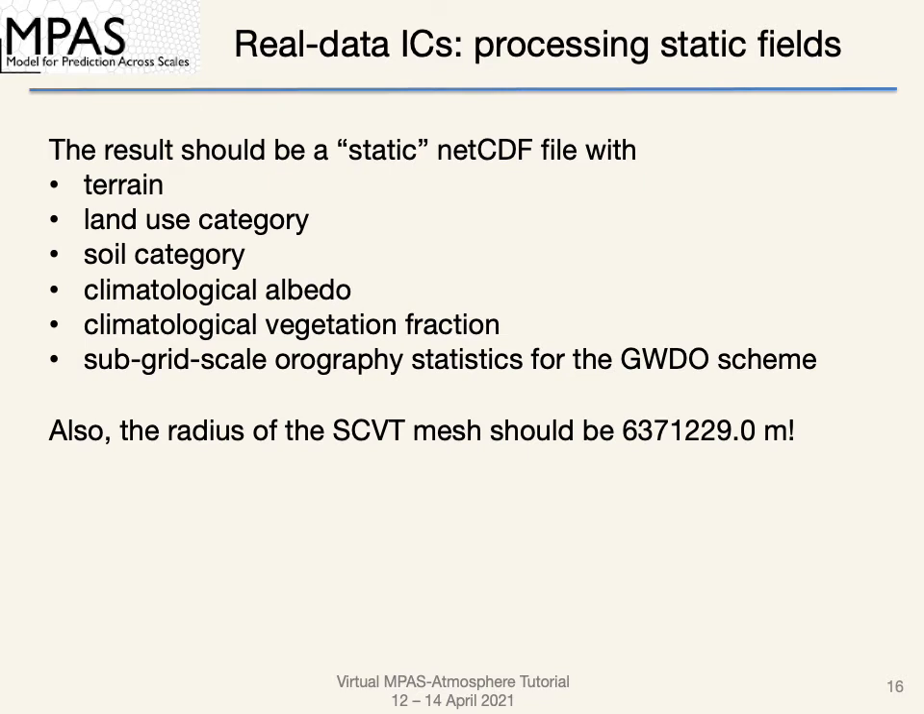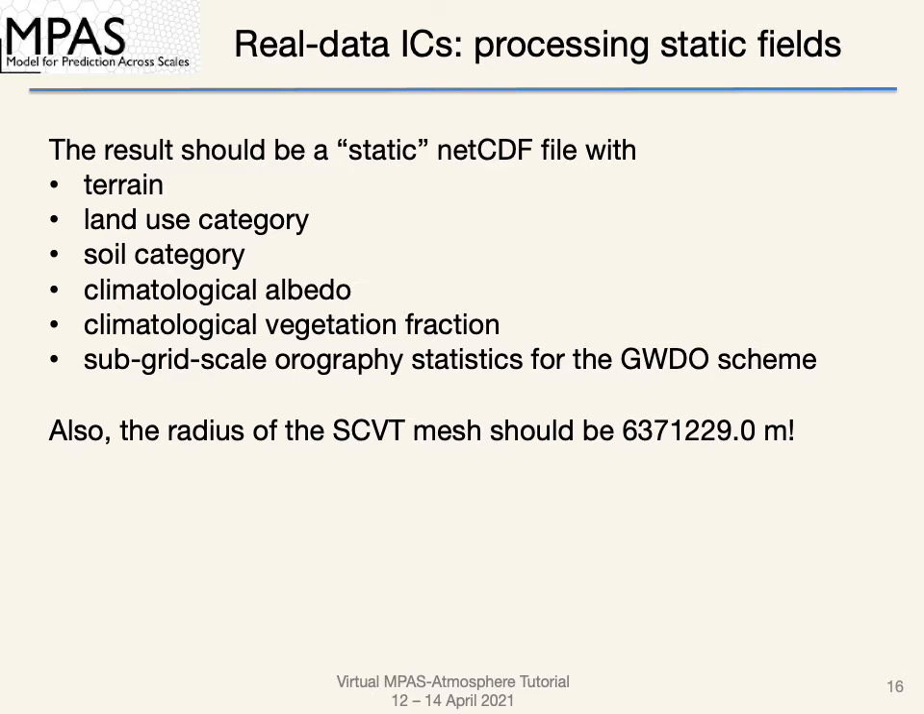So after you've edited the namelist file and streams file, as described in the previous slide, you're then ready to run the init atmosphere model program. And as we saw, the result should be a netCDF file with a file name of your choosing that contains interpolated terrain, land use categories, soil categories, etc. It's also important to point out that for the static processing only, you have to run the init atmosphere model program with just a single processor.